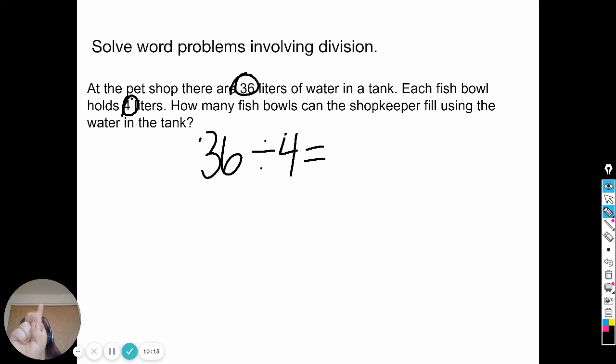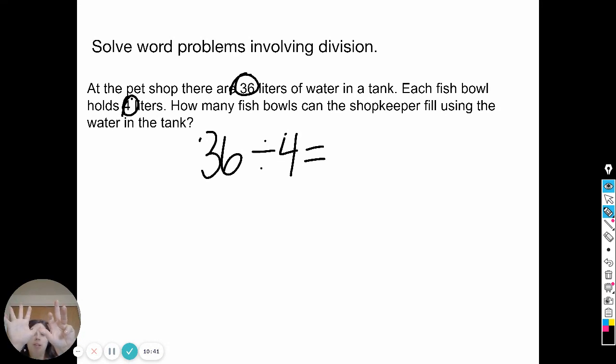4, 8, 12, 16, 20, 24, 28, 32, 36. How many fingers did we need?